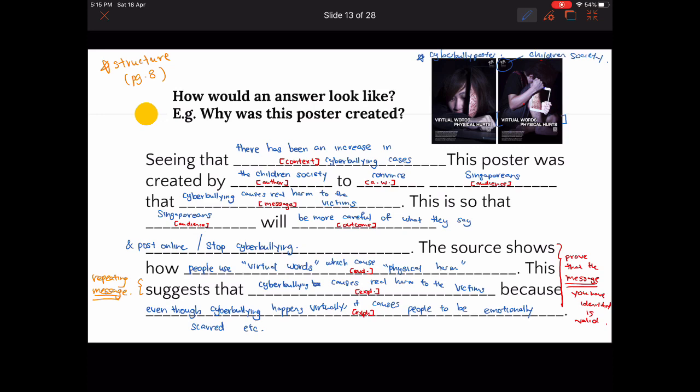So it's actually really quite simple. Just make sure you have your CMAO and then evidence and explanation of the message itself. So we'll end the video here. What you are going to do next is that you will go through an example using a historical source instead. Hopefully by the end of this lesson, you will be able to be more confident in completing a purpose question.